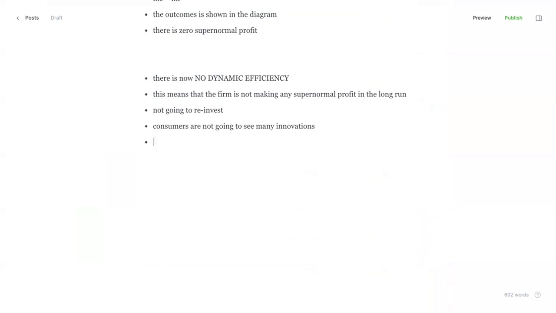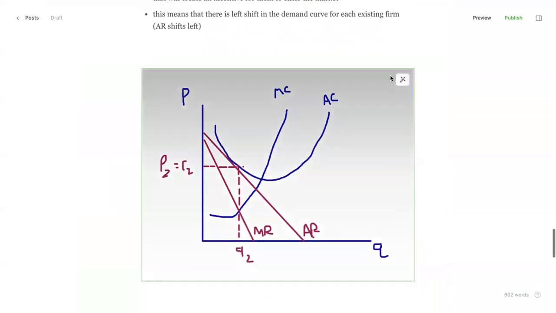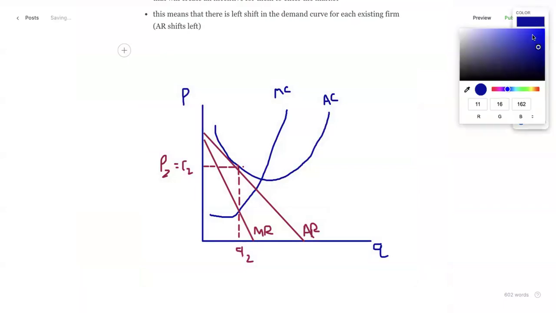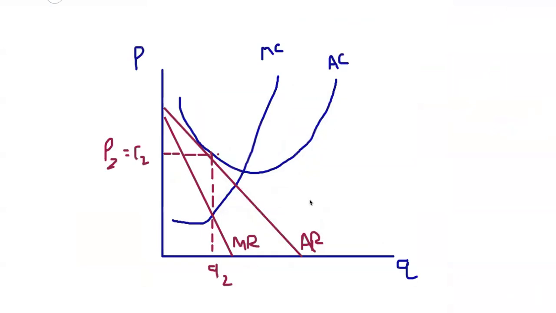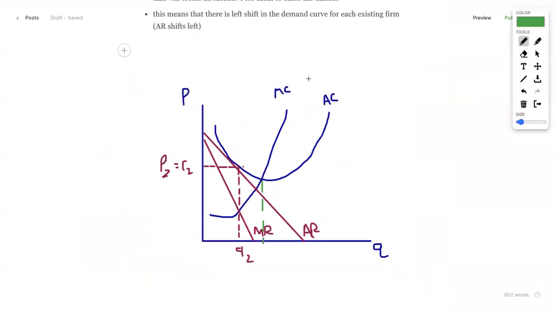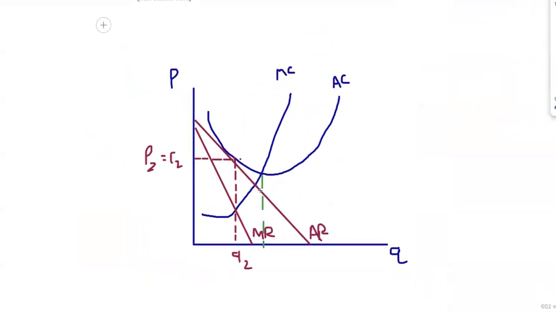The second point is technically they're not productively efficient, or this is where it gets a bit techy. This is the bottom of the AC curve. They're not there. Also, MC equals AR is here. They're not there either.